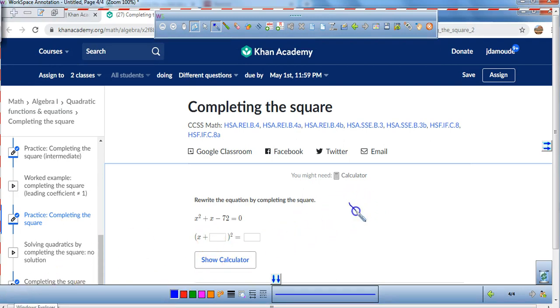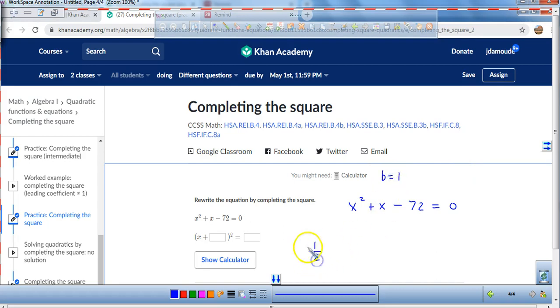So the first thing I'm going to do, I'm going to put an x squared plus an x minus 72, oh, sorry, my bad, equals 0. There we go. And so right now we need to look at our b value. Even though you can't see it, there's a 1 there. So our b value right there is a 1. So we're going to take half of 1 and we're going to square it. So remember, we're taking the b value, dividing it by 2, and we're squaring it. And that will give us the c value.